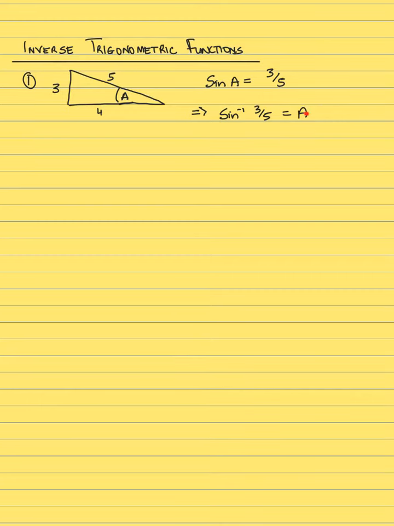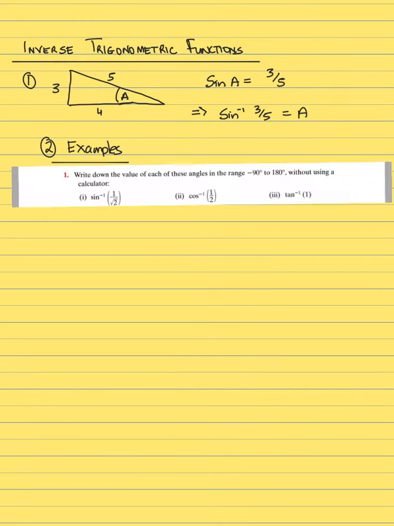In other words, A is the angle whose sine is 3 over 5. And this idea is very important. When doing questions involving inverse trigonometric functions, it's very important to remember that the inverse of a trigonometric function is an angle.